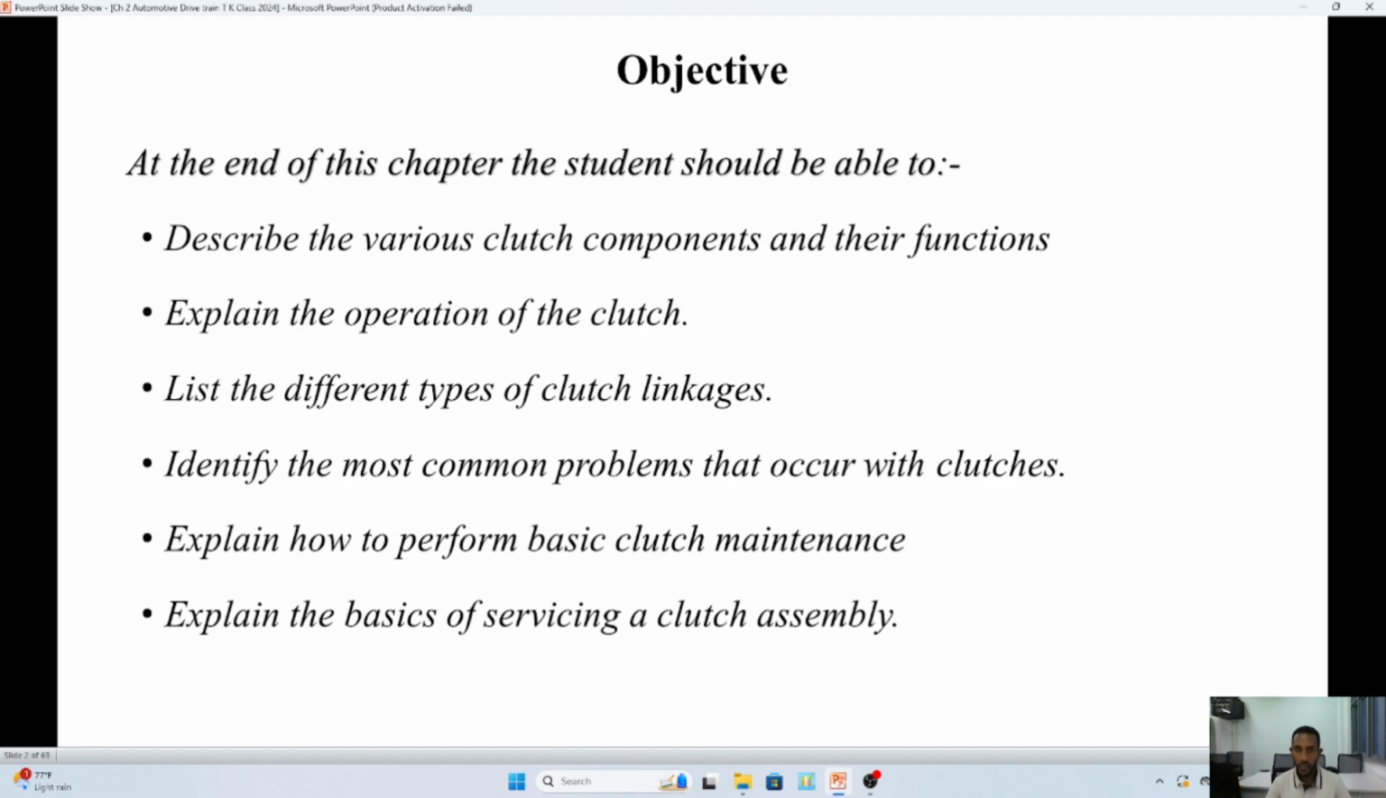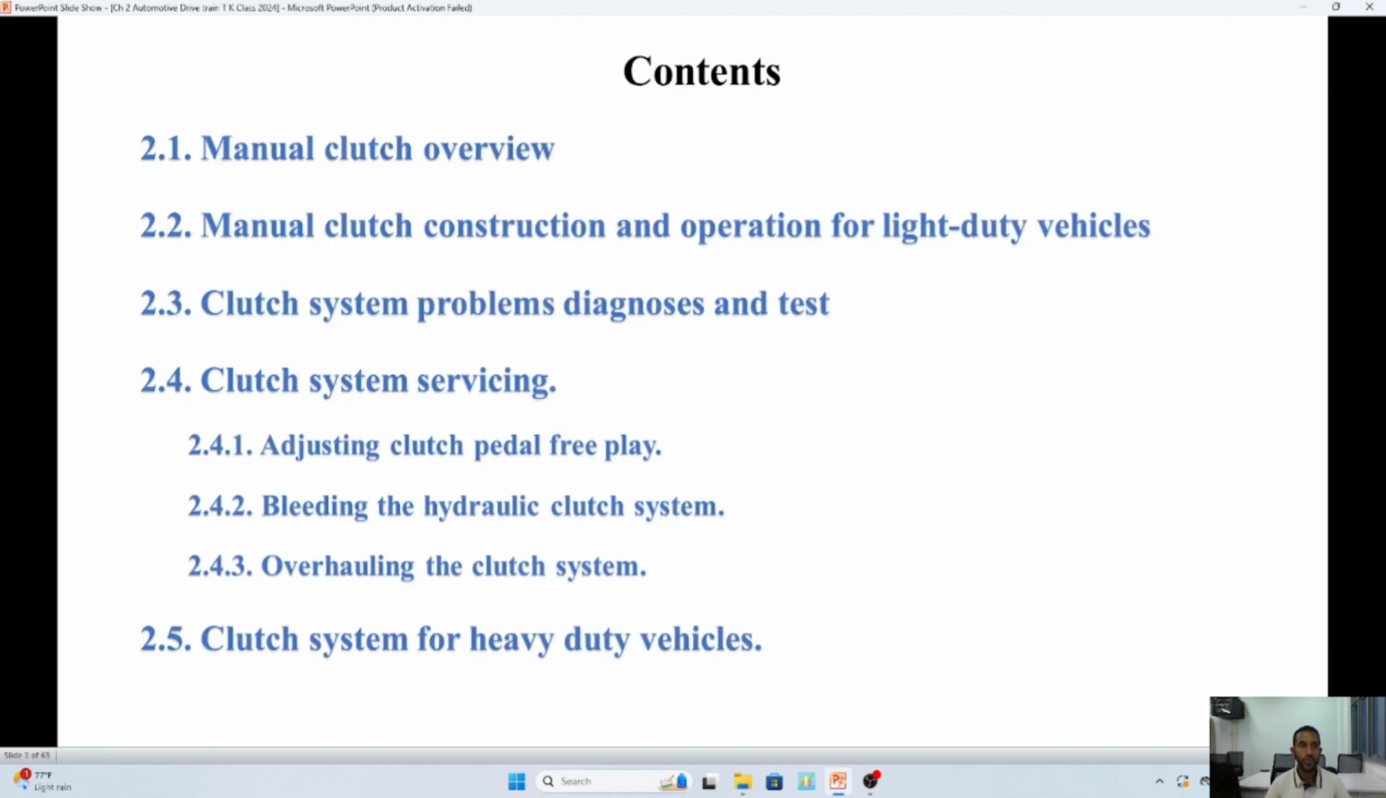So to cope with these clutch system objectives, we must study these contents. The first content will be manual clutch overview, and the next will be manual clutch construction and operation for light duty vehicles, clutch system problem diagnosis and tests, and clutch system servicing, which includes adjusting the clutch pedal free play, bleeding the hydraulic clutch system, and overhauling the clutch system. At the end, we will see the clutch system for heavy duty vehicles in comparison with the light duty vehicle clutch system.